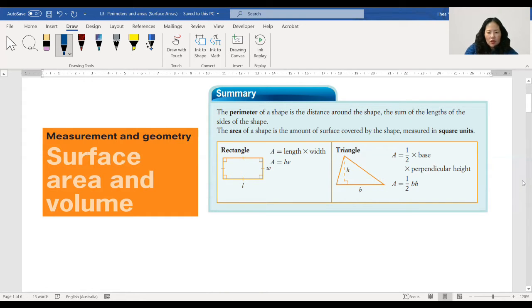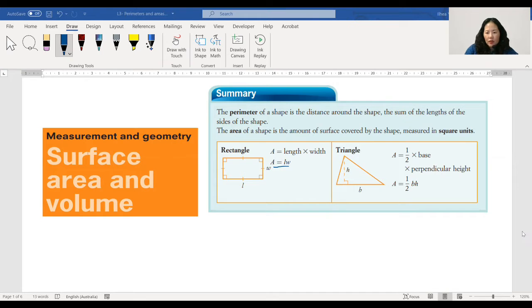Okay, so the area for a rectangle equals length times width. Anything with area, you need to multiply. Whereas a perimeter is the distance around the shape, so that means you have to add them together. It depends on the sides of the shape. If you've got 4 sides, you need to add the 4 values together. If it's 5 sides, you need to add 5 numbers together.